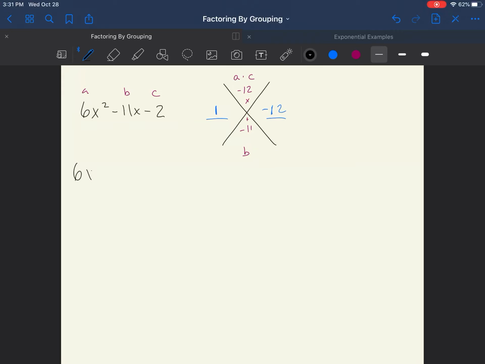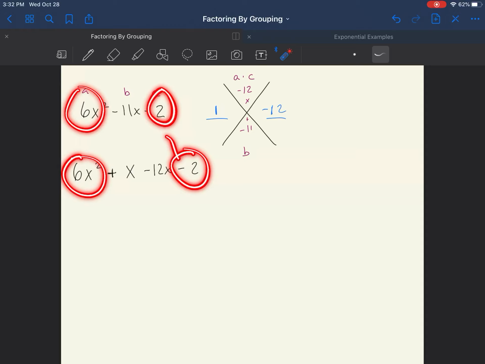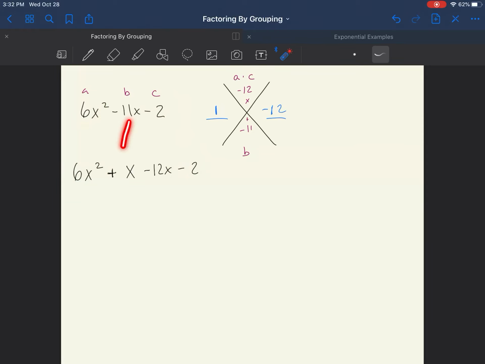Now we split our middle term, so we have 6x squared plus 1x, or just plus x, minus 12x minus 2. So again, notice your outside terms stayed the same, those match up. And you just took your negative 11x and split it as you had found here.